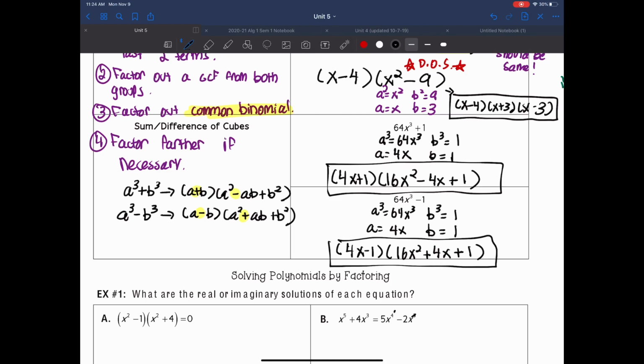Okay, so be very careful with your signs here. Remember, if we're taking the sum of cubes, the first sign is positive, second sign is negative. If we're taking the difference of cubes, that's going to be first sign is negative, second sign is positive.